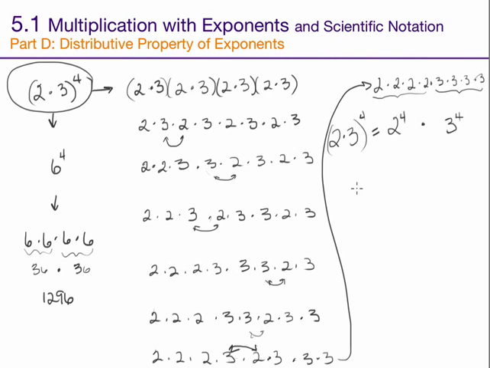In other words, take two numbers and multiply them together and then raise that to a power. That's the same as raising each of the individual numbers to a power and then multiplying. Here's our shortcut for the distributive property of exponents. Let's do an example.